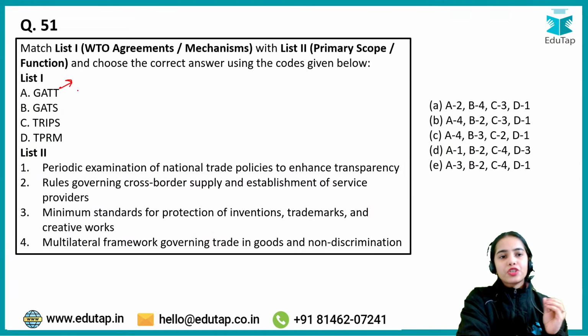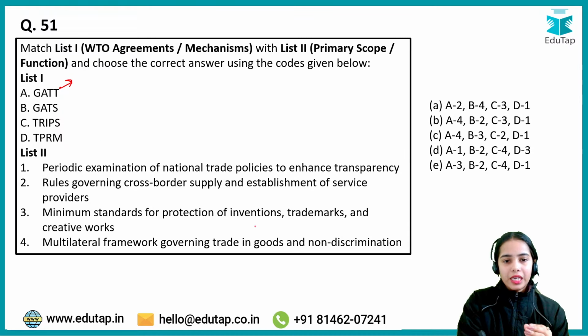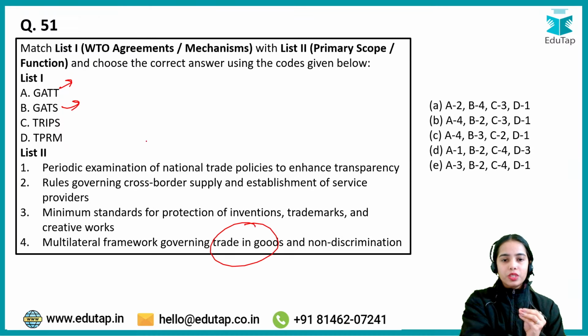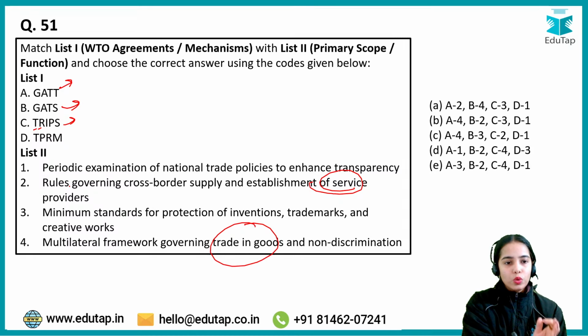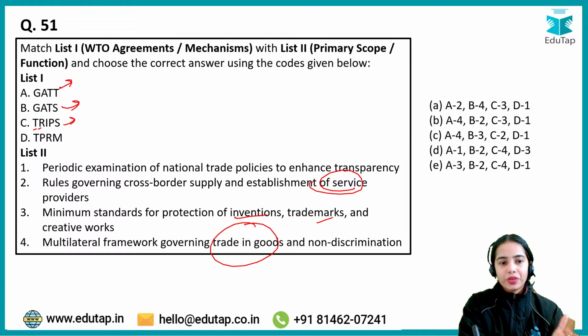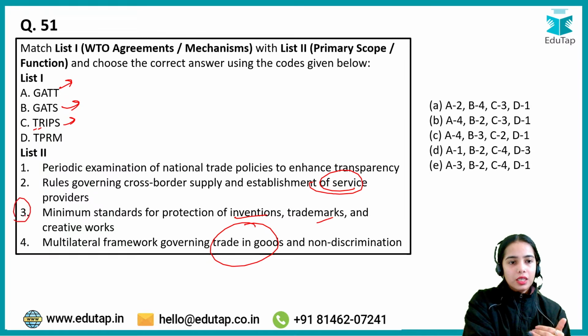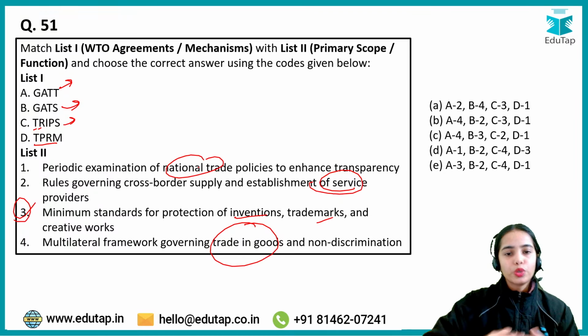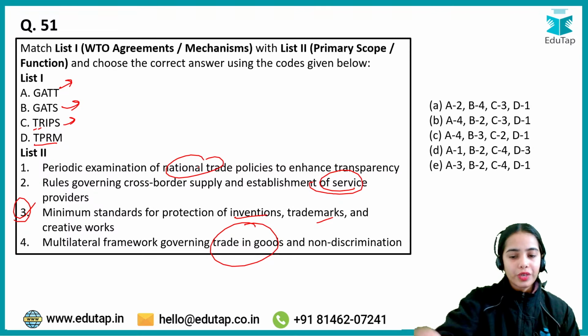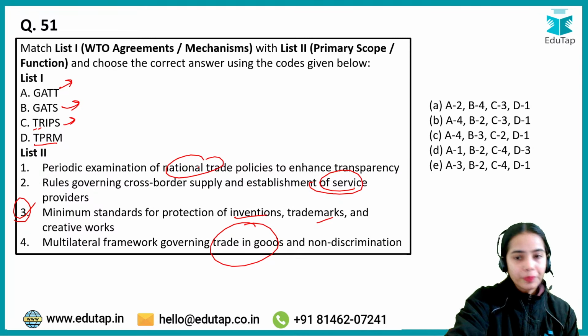So GATT is the General Agreement on Tariffs and Trade in goods. GATS is about services, the trade in services. TRIPS is the trade related aspects of intellectual property rights. So it is intellectual property, that is invention, trademark, creative work. So this is correct. TPRM is the trade policy review mechanism, that is, the national trade policies are reviewed by the WTO to enhance transparency and improve the trade policies of the nations. Okay, so B is the answer.